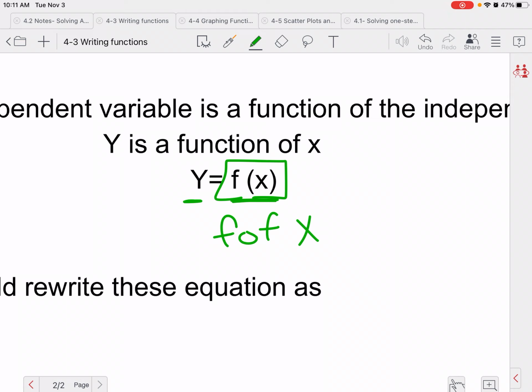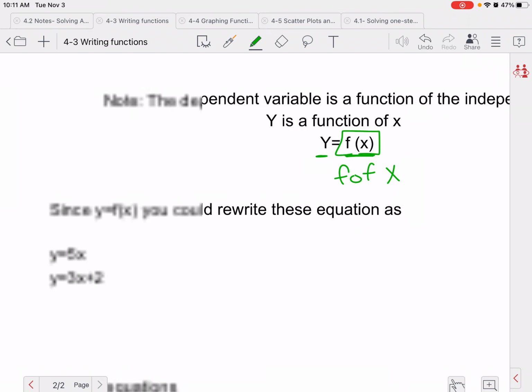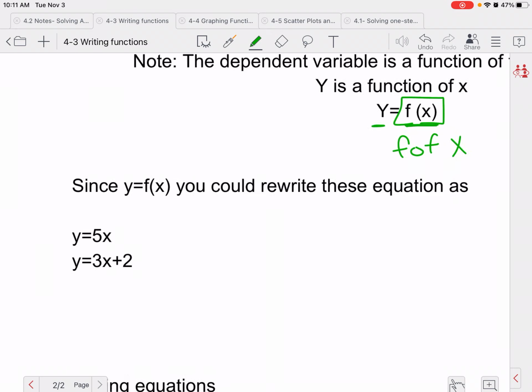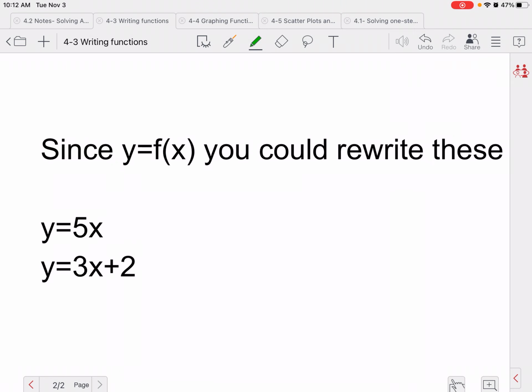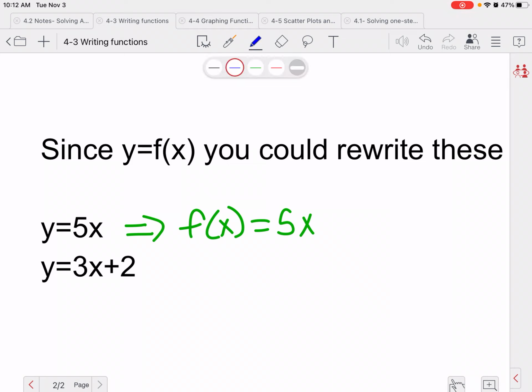It's just denoting that it's a type of function, okay? So if I were to give you these equations, and I want to rewrite them using f of x, basically, instead of writing y, we're going to write f of x. So I'd have y, which is f of x, equals 5x. What this is telling me is I have some equation and the variable is x. So this is a function of x.